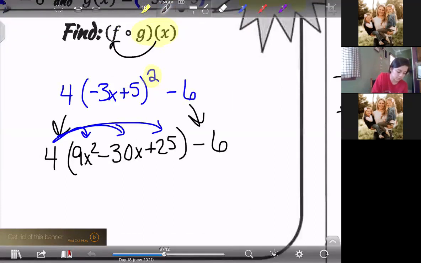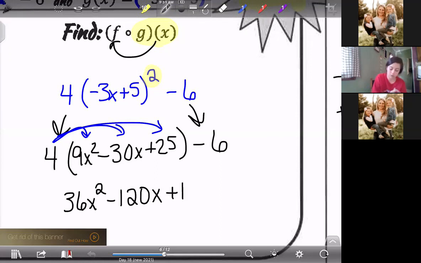So 4 times 9x squared is 36x squared. 4 times negative 30x is negative 120x. And then 4 times 25 is positive 100. Bring down the minus 6 because, again, we haven't done anything with it.